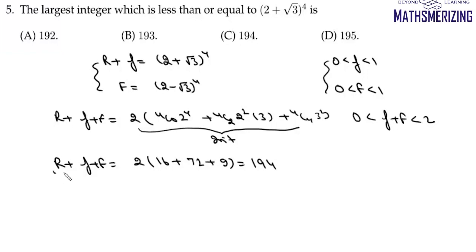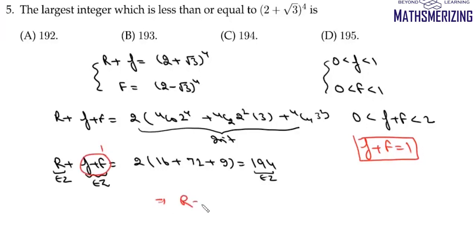Now this R is an integer, this 194 is an integer, so that means this f plus f dash must also be an integer. And the only integral value possible in this interval is 1. So the value of f plus f dash is 1. So if we put f plus f dash as 1, we'll get R as 193. So the largest integer which is less than or equal to 2 plus root 3 to the power 4 is 193, and that's your option B.